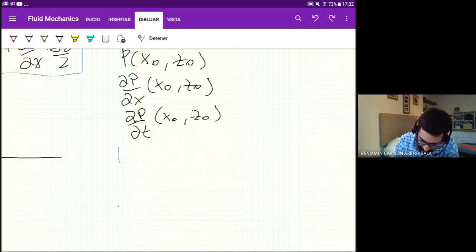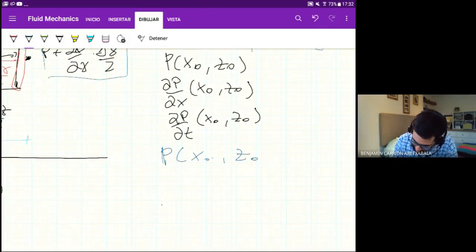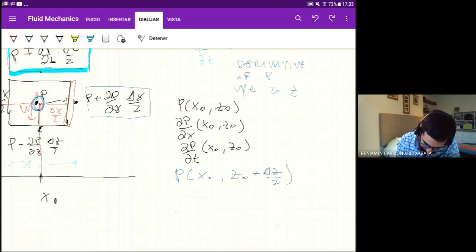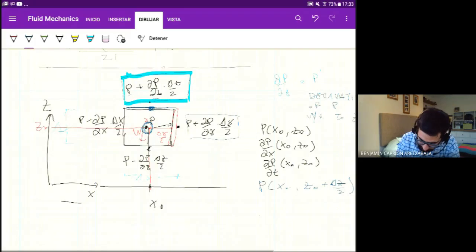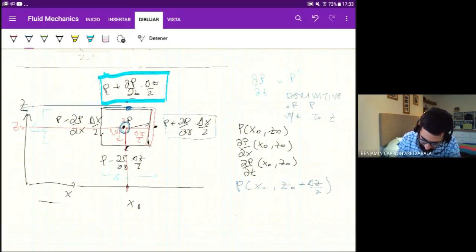Wait, I think it looks better. We want to know the pressure at, for instance, x0, z0 plus delta z half. This point is this point here. So we want to estimate P, the pressure, at x0, z0 plus delta z half. So this coordinate and this coordinate. We want to know that.